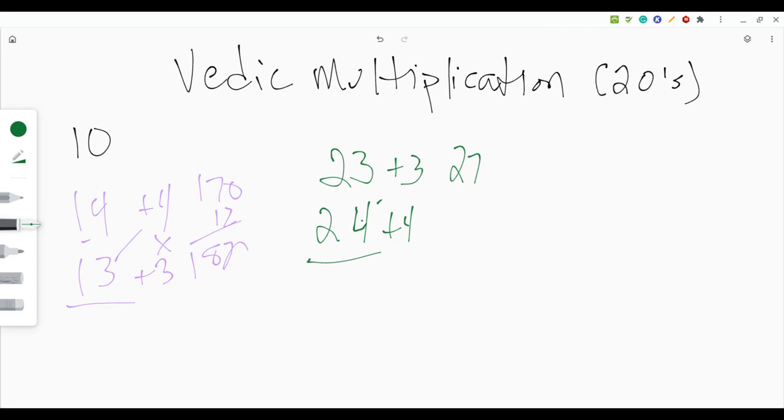Now, because I'm in the 20s, I'm going to double this. So 27 doubled becomes 54, 0. 3 times 4 is 12. It's 552.